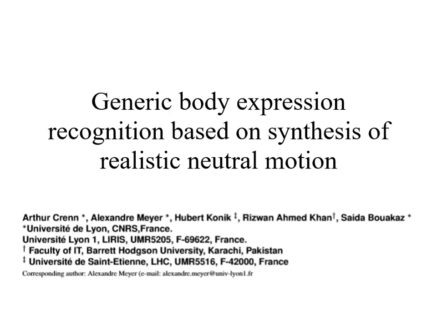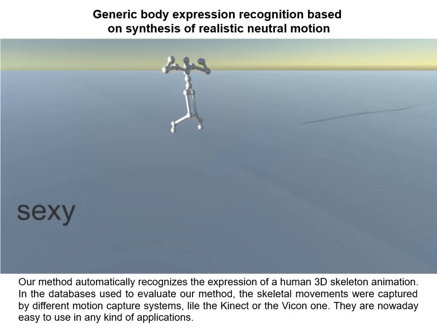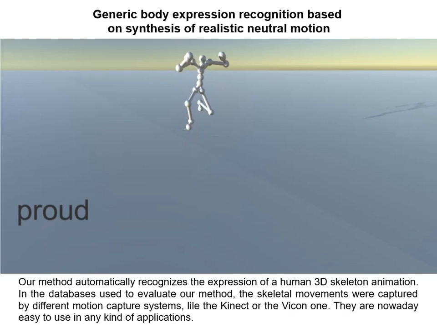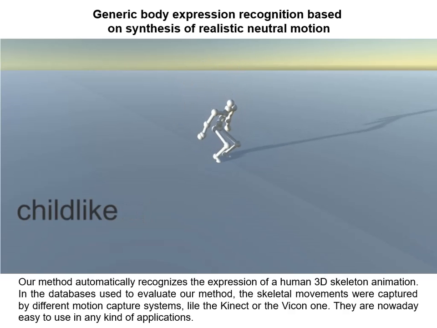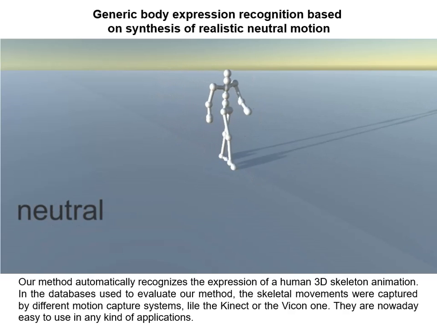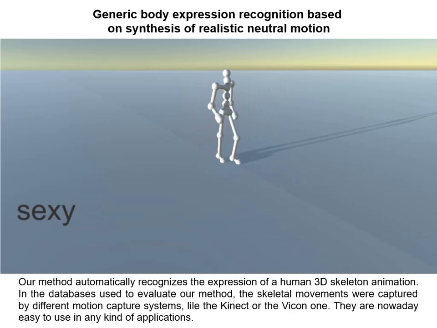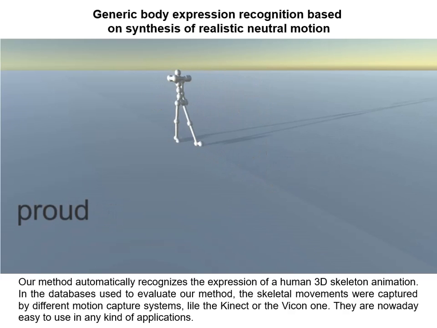This video presents a method for generic body expression recognition, based on synthesis of realistic neutral motion. Our method automatically recognizes the expression of a human 3D skeleton animation in the databases used to evaluate our method. The skeletal movements were captured by different motion capture systems, like the Kinect or the Vicon one. They are nowadays easy to use in any kind of applications.